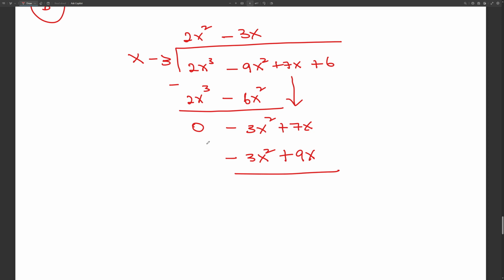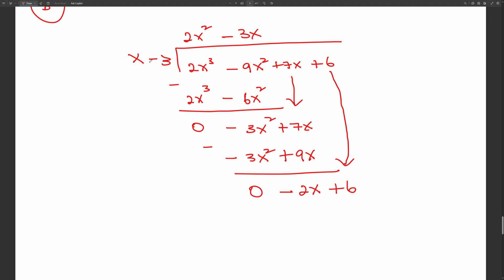Draw my line, put my minus sign. Negative 3x squared minus negative 3x squared is negative 3x squared plus 3x squared. That will give me 0. And 7x minus 9x is negative 2x. Take this 6 and bring it down here. Of course, there's a plus sign here, so I put plus 6.